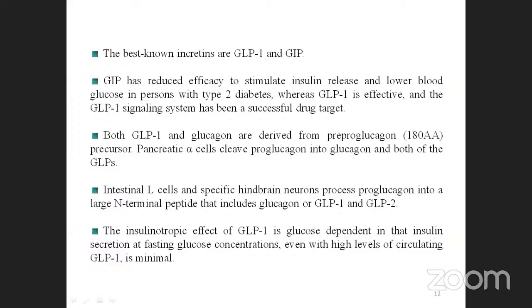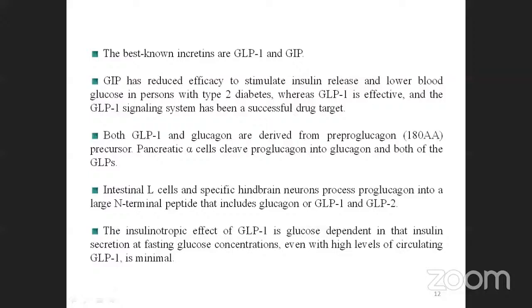In the islets of Langerhans, we have different kinds of cells: beta cells, alpha cells, delta cells, gamma cells. The alpha cell is actually responsible for synthesis of pre-proglucagon, which is composed of 180 amino acids. The beauty of this pre-proglucagon is that sometimes it gives birth to glucagon.